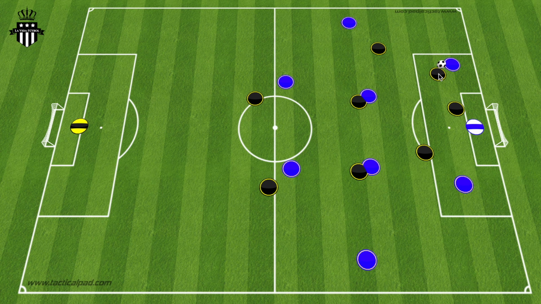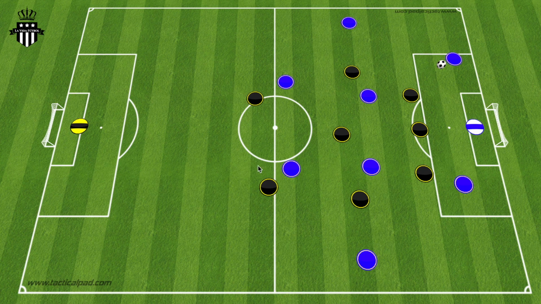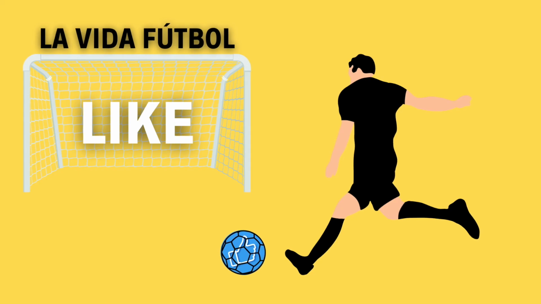If this center back does not have the composure to deal with that situation, then it's possible for us to recover the ball really high up the pitch. But your team needs to have the ability to work together, to put that pressure and communicate well, to be well balanced defensively so that offensively they can try to score more goals. But that is it for this video.